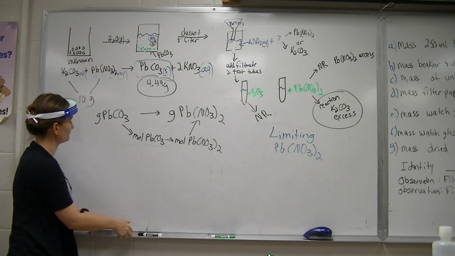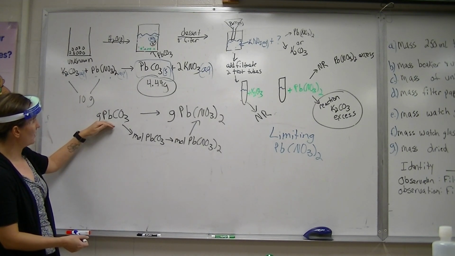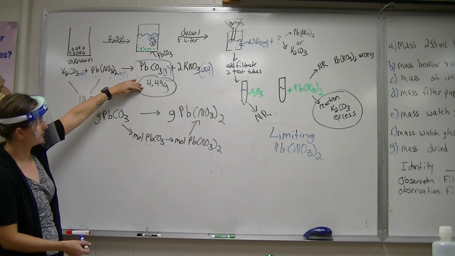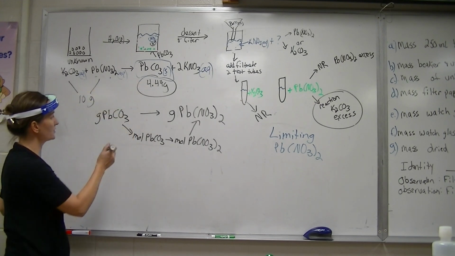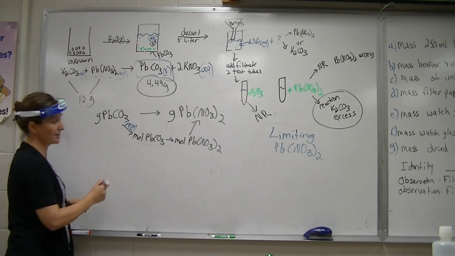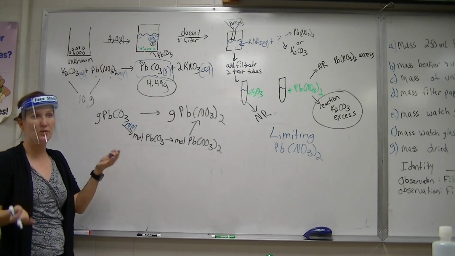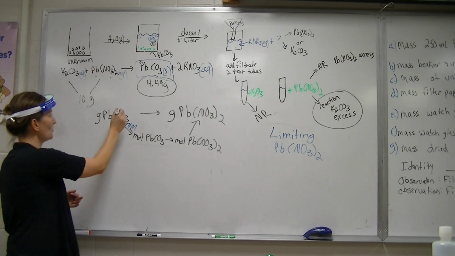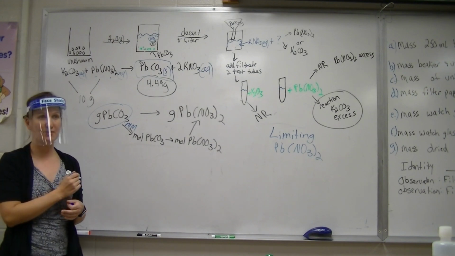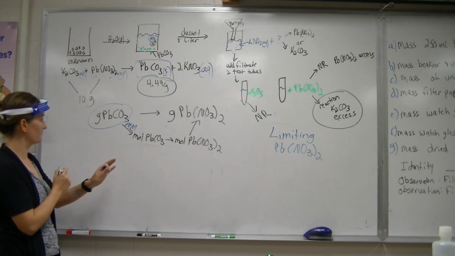So we have the grams of the product, 4.44 grams. We're going to convert that to moles using the molar mass, right? Whenever we go between grams and moles, we use molar mass. So we need the molar mass of this, which we calculated in the last problem, so at least that makes it a little easier.